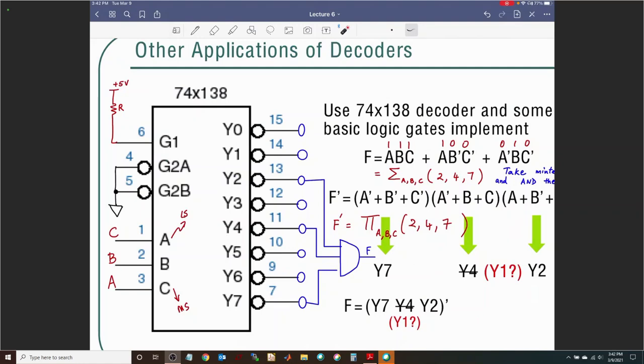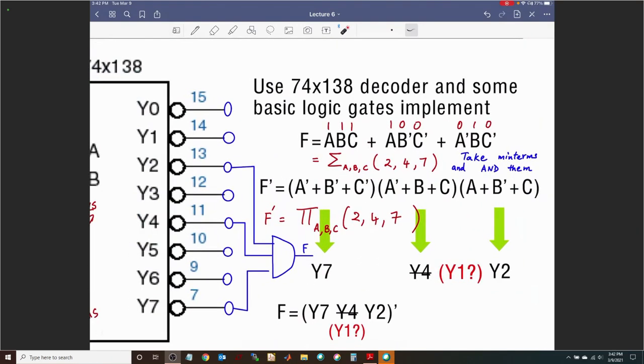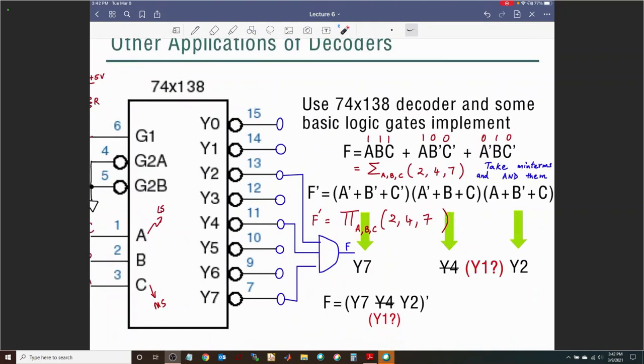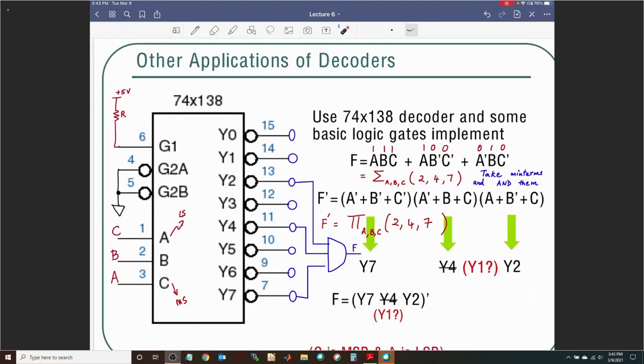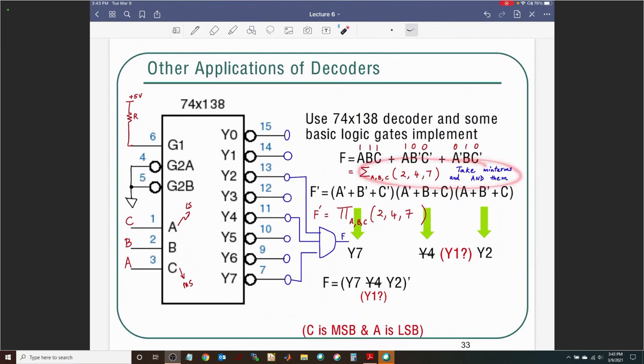Next, let's see. That's one way of doing it, right? Now let's try to focus on what this is. Can you guys tell me what this is using De Morgan's law? A NOR, right? So one approach is to convert them into minterms by applying a NOT and then AND them together. That would give you the function. Or you can simply take the max terms. And you guys said it, right? That would essentially be a NOR function.